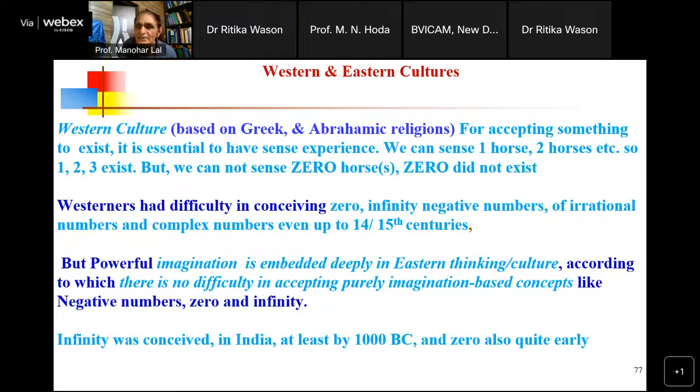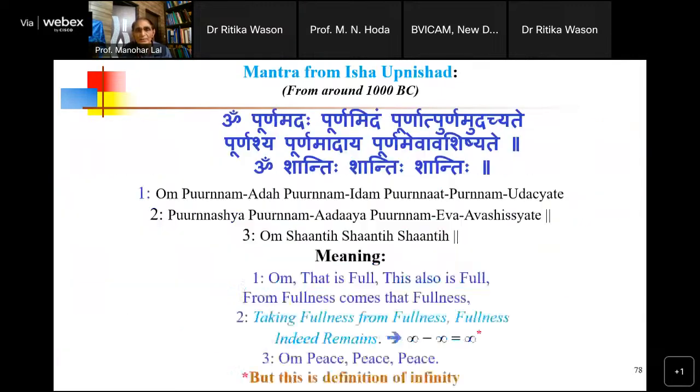Westerners had difficulty in conceiving zero, infinity, and negative numbers, which you also can't experience. Therefore these were accepted with a lot of difficulty in Western culture. But powerful imagination is embedded deeply in Eastern culture. There was no difficulty in accepting purely imaginary concepts like negative numbers, zero and infinity. And therefore, infinity and zero were conceived in the Vedic period about 3,000 years back by Eastern culture, whereas the Westerners had difficulty even in the 11th and 12th century.